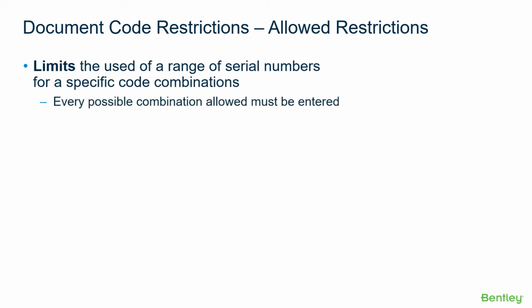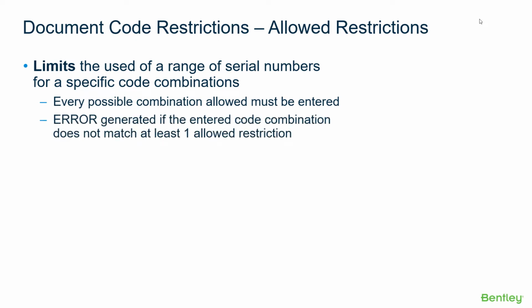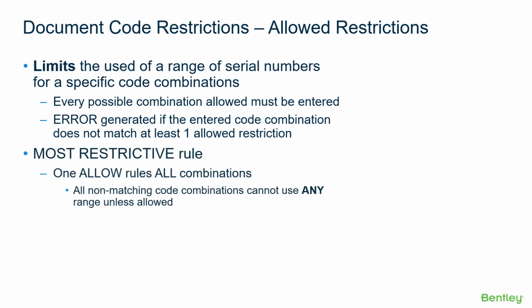Every possible combination allowed must be entered. An error is generated if the entered code combination by the user does not match at least one allowed restriction. This is the most restrictive rule because once you create one allowed rule, that will impact all combinations entered by users, meaning all non-matching code combinations cannot use any range unless allowed.